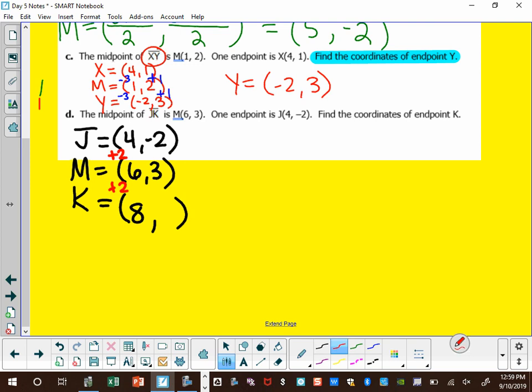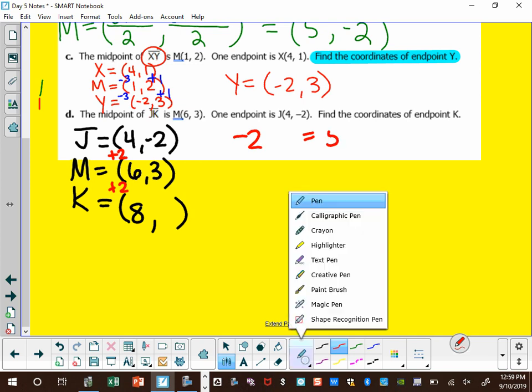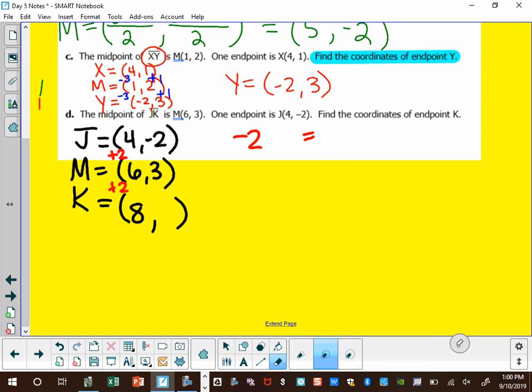Okay, look at your y values. How do I get from negative 2 to positive 3? Think about this. Negative 2, I need to equal positive 3. What's going to go here? 5. Am I adding 5 or subtracting 5? Adding. Okay, that's true. Negative 2 plus 5 gives me 3. So I'm going to add 5 to both sides.